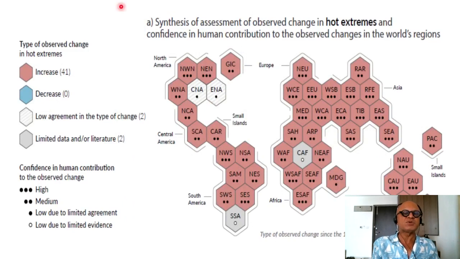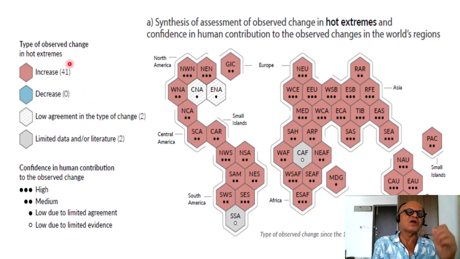So the types of observed changes in this report are done slightly differently than was done in the previous reports. So you can see that the globe has been split into these regions: North America, Central America, small islands, South America, Europe, including Greenland here, Asia, Australia, small islands, and Africa. And each continent is then divided into these hexagons as Northwest, Northeast, Greenland, Iceland, Eastern North America, Central, Western, and so on and so forth.